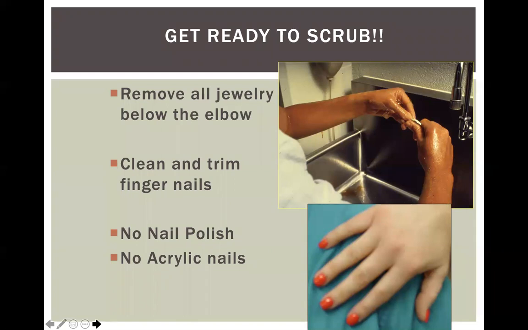All right, as we get ready to scrub, a few important rules. Everyone has to remove all jewelry below the elbow. We can't have any wrist or hand jewelry. Unfortunately, no rings in surgery. And as we talked about with the gloves, we know that the issue of having perforations at the site of rings is very high. So as a standard procedure in our hospital, we don't allow it.